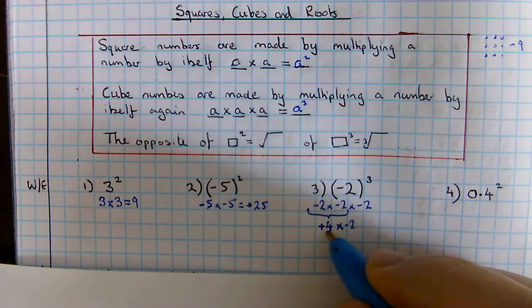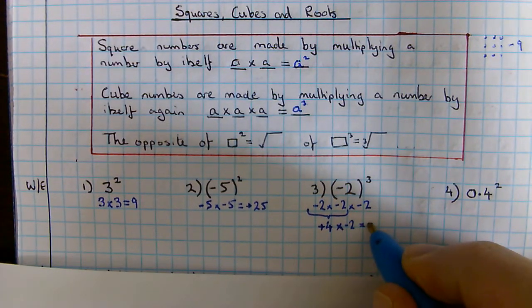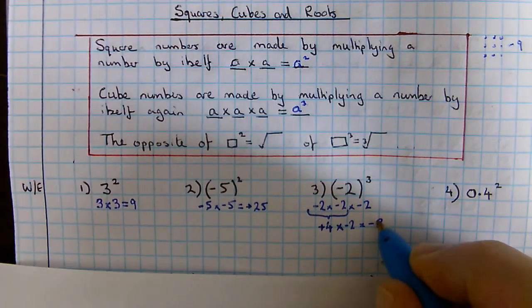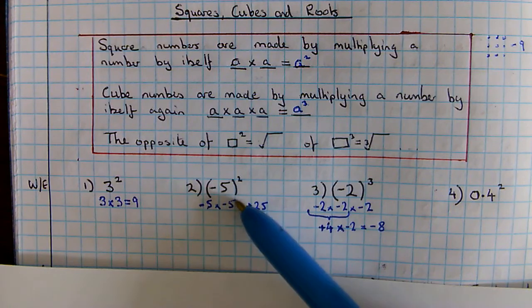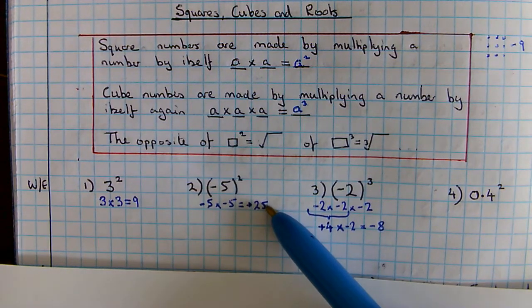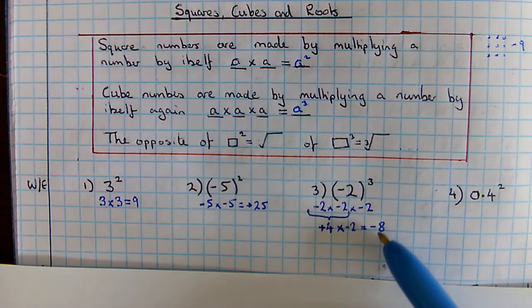I've now got positive times by a negative, so it's going to give me a negative answer, and it's going to give me the answer of -8. So this is really important for us to understand. When we've got a negative number and we square it, it becomes positive. When we've got a negative number and we cube it, it remains as a negative number.